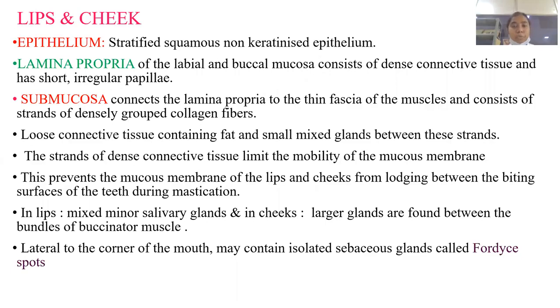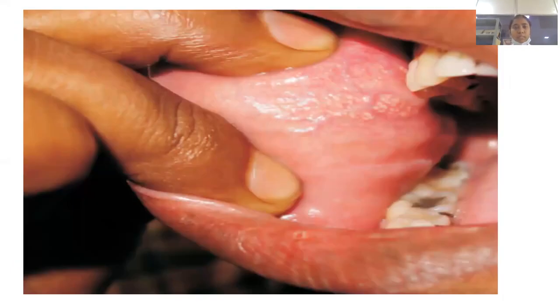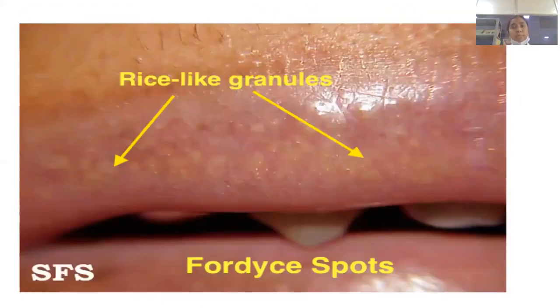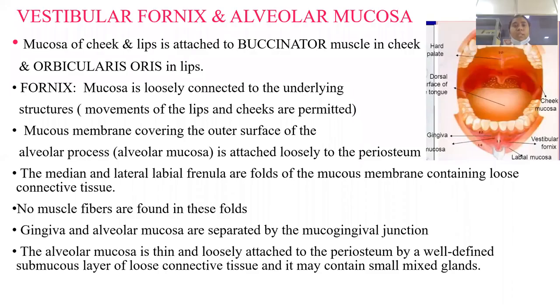Strands of dense connective tissue limit the mobility of the mucous membrane. This prevents the mucous membrane of the lips and cheeks from lodging between the biting surfaces of the teeth during mastication. In lips, mixed minor salivary glands, and in cheeks, larger glands are formed between the bundles of buccinator muscle. Lateral to the corner of the mouth may contain isolated sebaceous glands called Fordyce spots. So here we can see a rice-like granule which is a Fordyce spot in the buccal mucosa. So here it can be seen in the lips, that too in the upper lip.